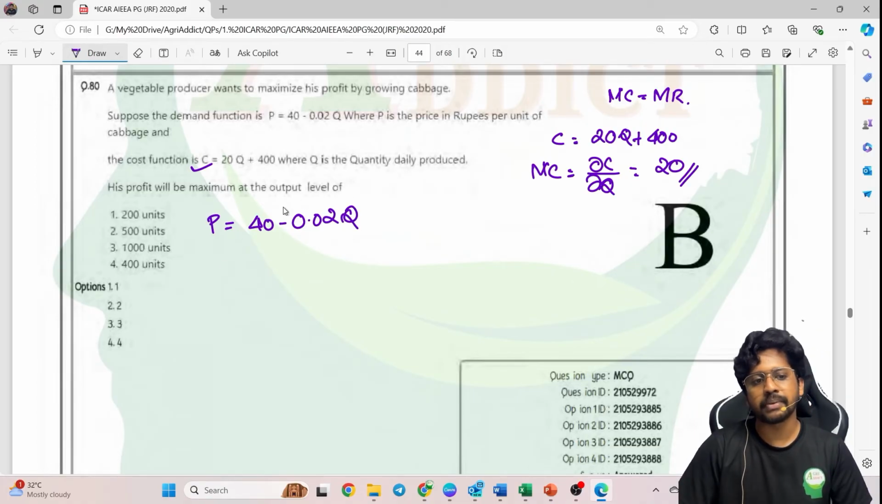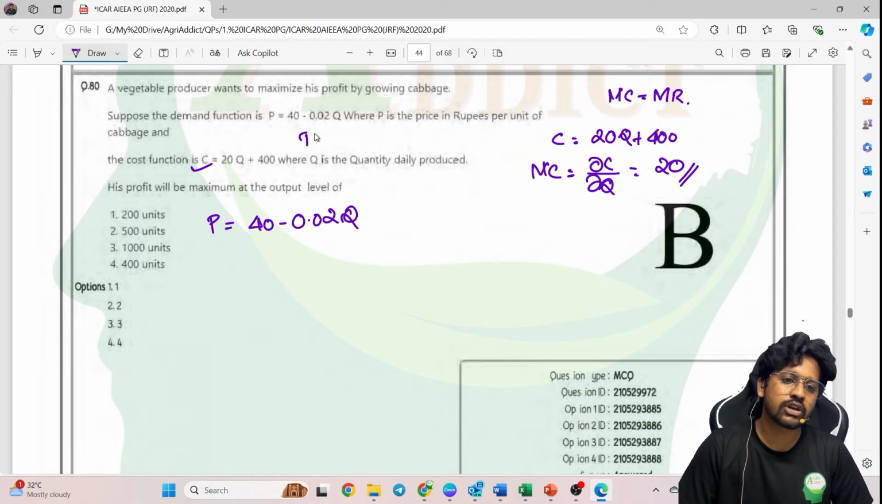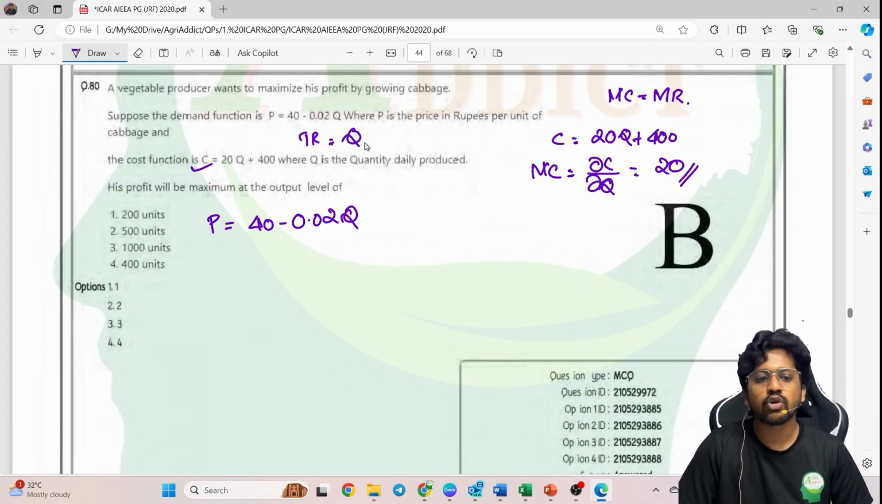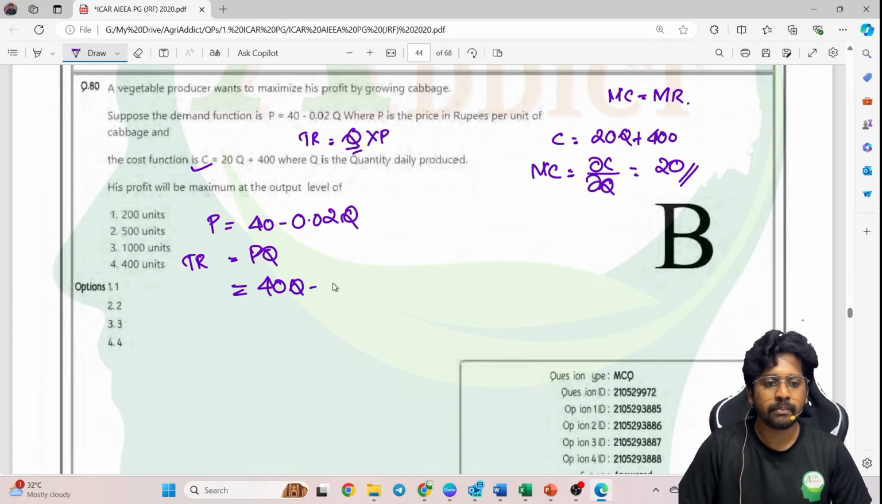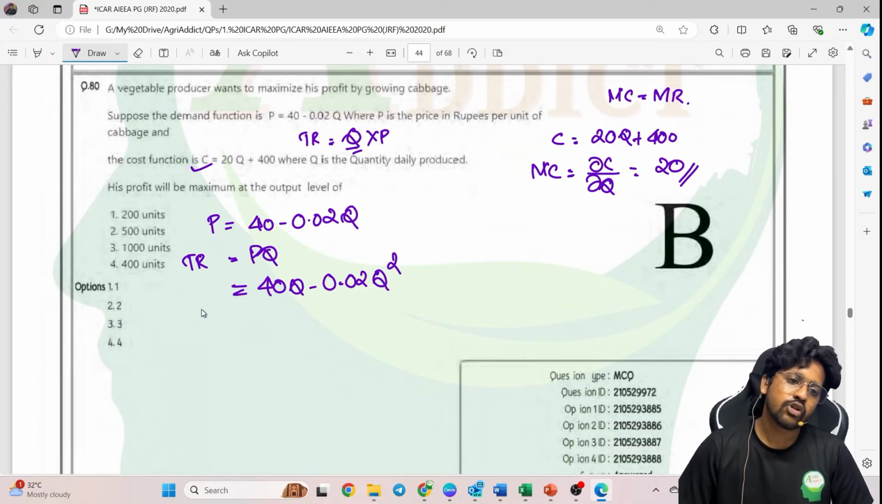In the case of perfect competition, what is the total revenue? Total revenue can be given by the total quantity produced into its unit price, right? So we have been given the price, and in order to find the total revenue, we have to multiply the price with quantity. That is nothing but 40Q minus 0.02 Q square, right? So we got the total revenue.